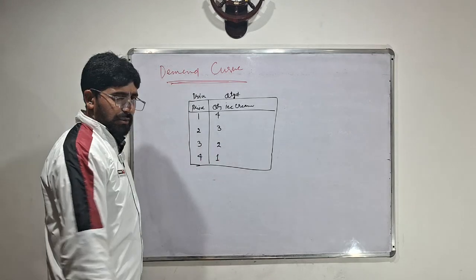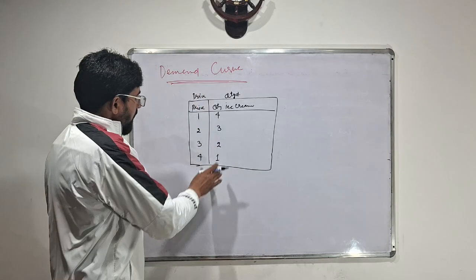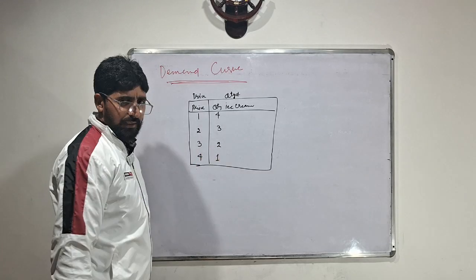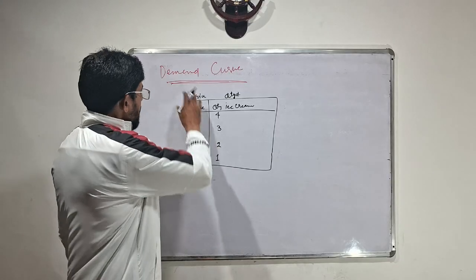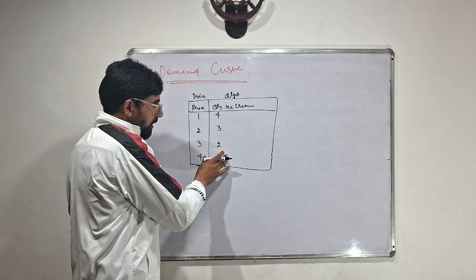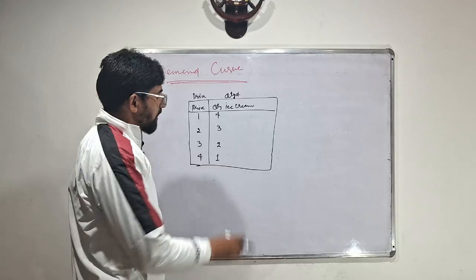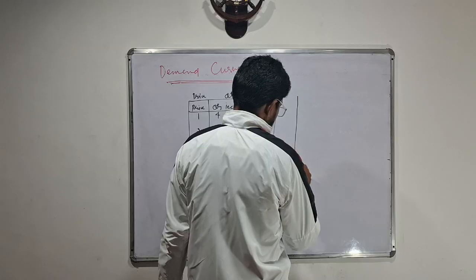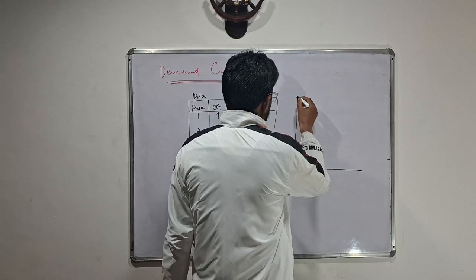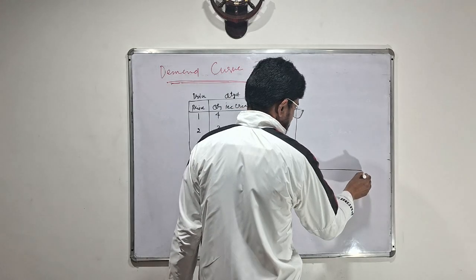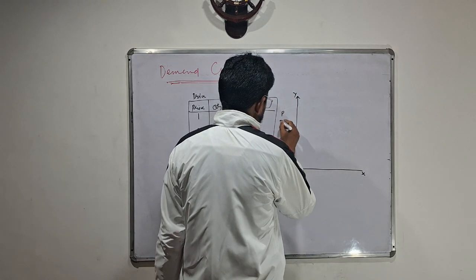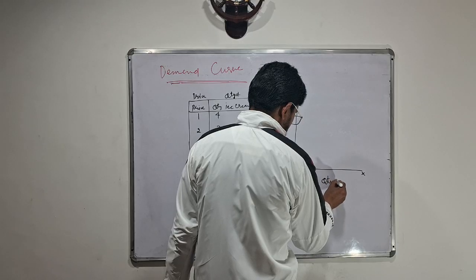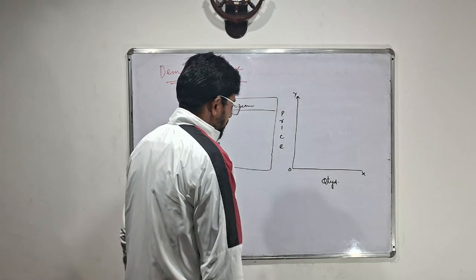As per this information, what we call the demand curve is a schedule. In economic terms we call it a schedule. We can also say table, but the best term is schedule. Based on this schedule, we have to draw the demand curve. This is y, this is 0, this is x. Here we will write price, and here we will write quantity demand in short form.